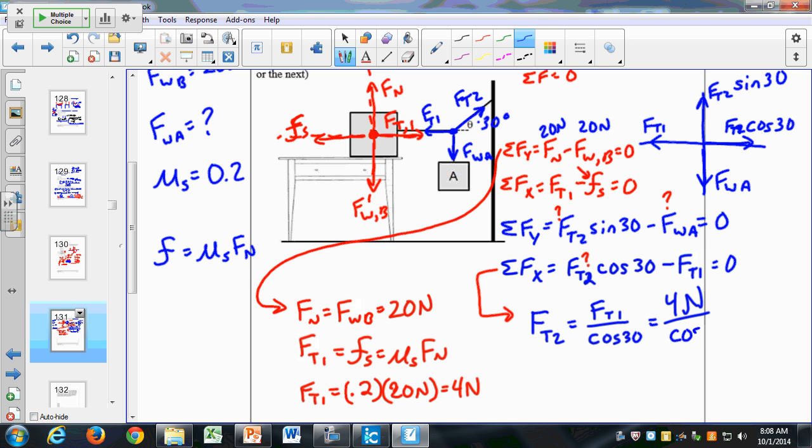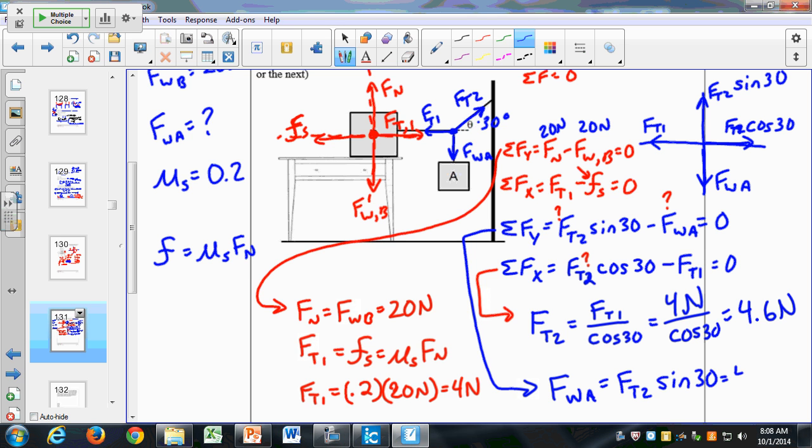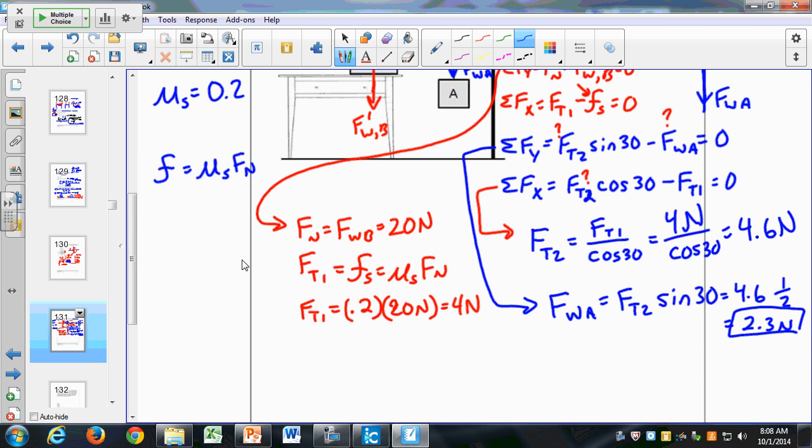Over cosine of 30, which works out to be 4.6 newtons. Alright, so that's my Ft2, and now I can come up here and solve this for Fwa, which is equal to Ft2 sine 30, or 4.6 times a half, which is equal to 2.3 newtons. And that's the answer: the weight of that second block, A, has to be no more than 2.3 newtons.